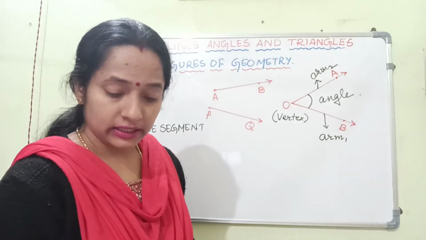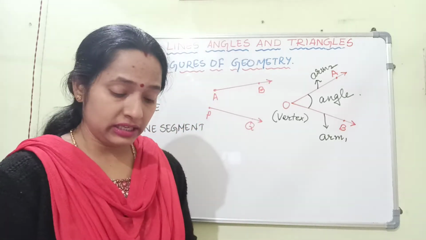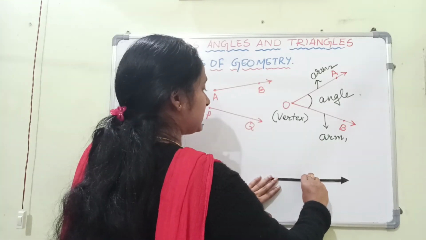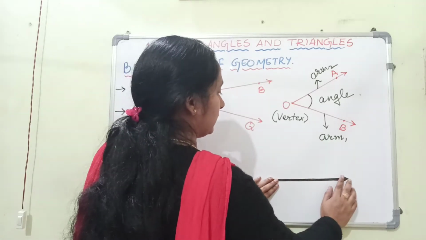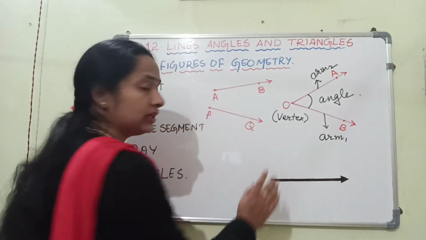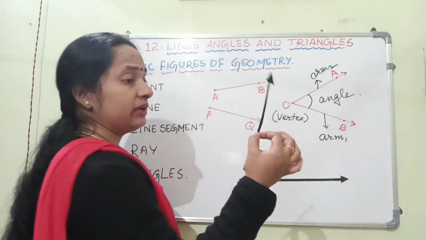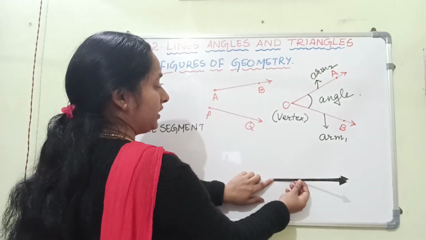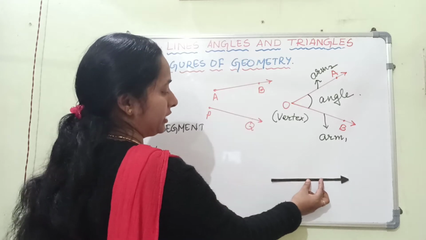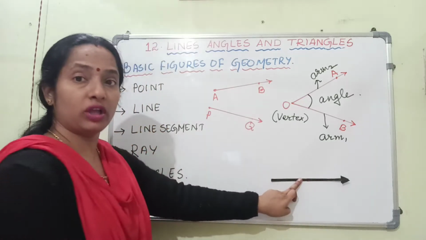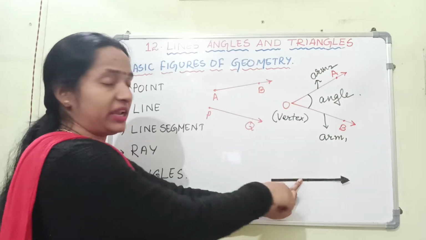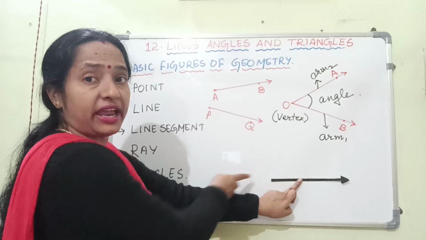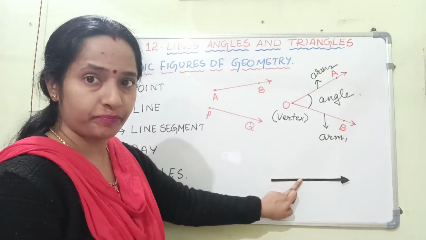So let us understand with the help of an example over here. See, suppose this is one of the rays. Now I am taking another ray such that both the rays have a common endpoint. Now just have a look. Both the rays have a common endpoint. I have placed the second ray also on the first ray, and just have a look. The endpoints of both the rays are the same.